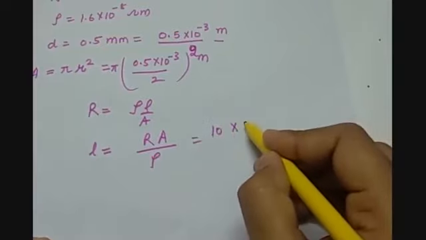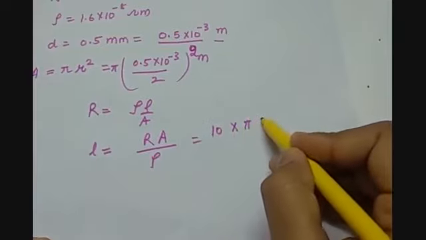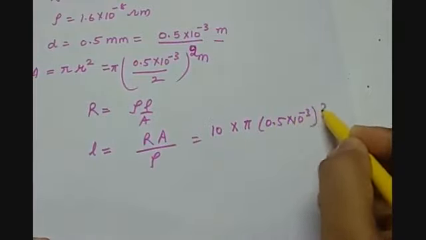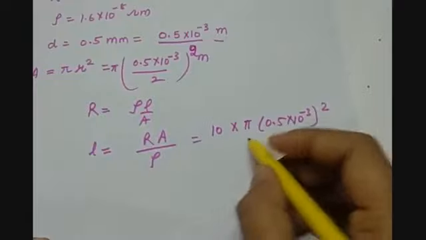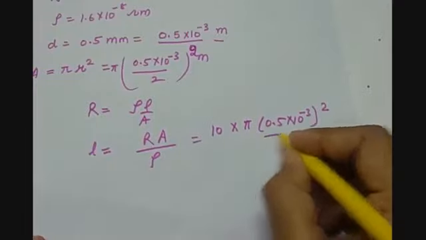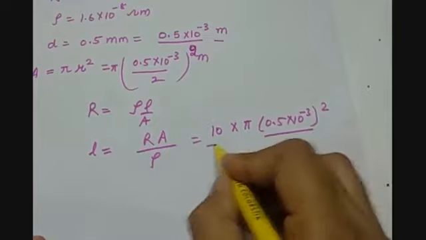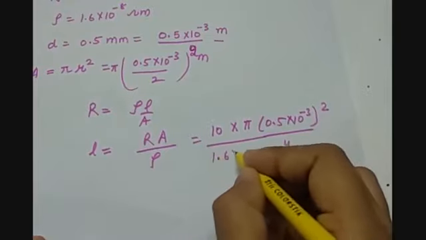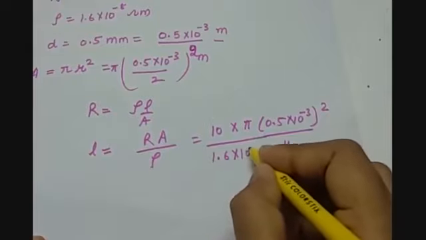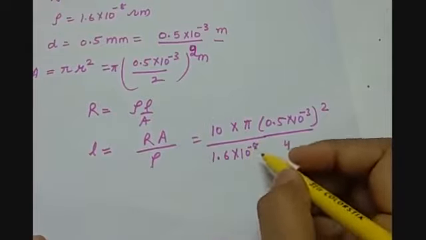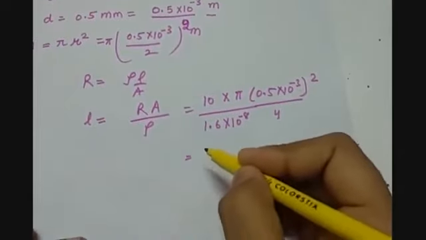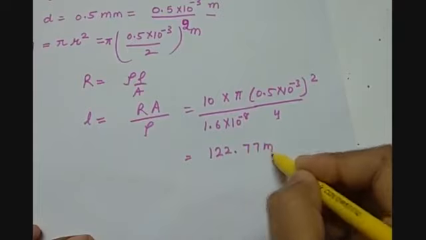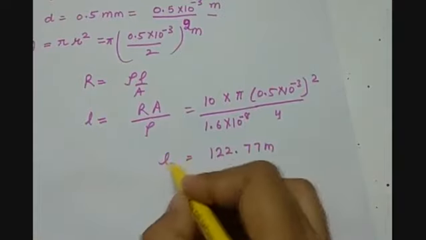Area of cross section is pi into (0.5 into 10 raised to power minus 3) whole square upon 4, and here we have resistivity, that is rho, having a value 1.6 into 10 raised to power minus 8 ohm meter. After calculating, this value comes out to be 122.77 meters. So the length is this.